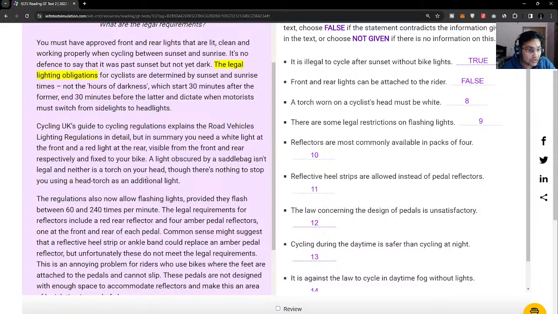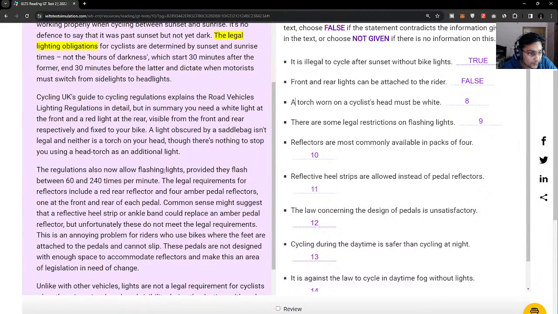A light obscured, okay, the regulations now allow flashing lights provided they flash between 60 and 240 times per minute.